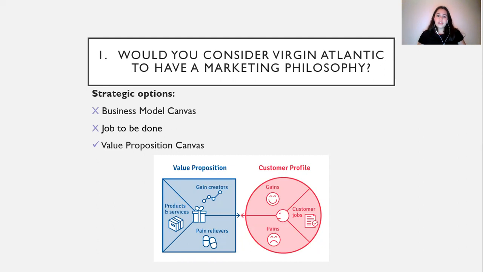So would I consider that Virgin Atlantic have a marketing philosophy? Of course they have. They are centered on the customer. They know it very well. They know what the struggles are when they have business travels, and all the experiences and services that they are doing, and marketing also, and communication that they have with them, it's always centered on the customer. So definitely they already have a marketing philosophy, and they are performing very well.